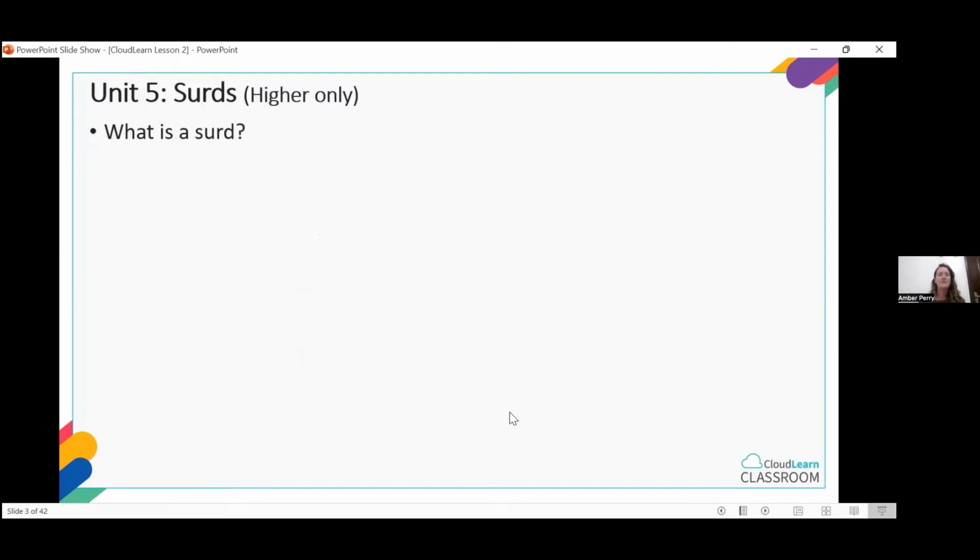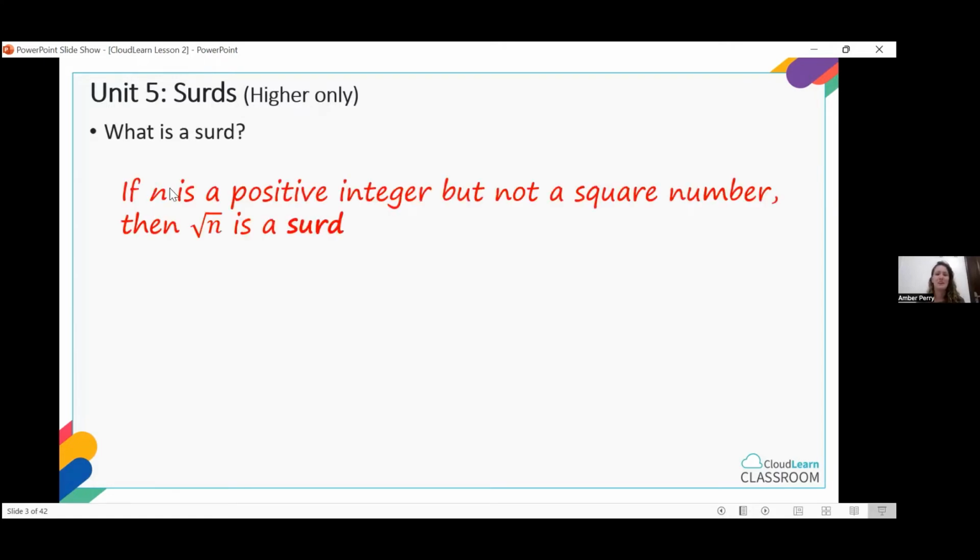So unit 5, we didn't quite get onto surds. So what is a surd? That's a question that quite often gets asked, and it's quite a tricky thing to answer, really. But in the simplest terms, if n is a positive integer, so a whole number that's a positive number, and it's not a square number, then the square root of n, root n, is a surd. So for example, root 5 is a surd because 5 is a positive number, it's a whole number, and it's not a square number. So root 5 is a surd there.